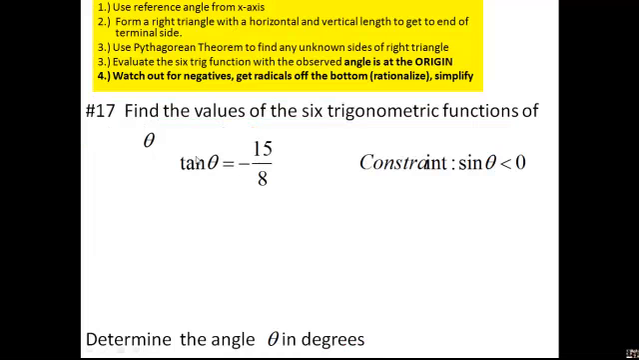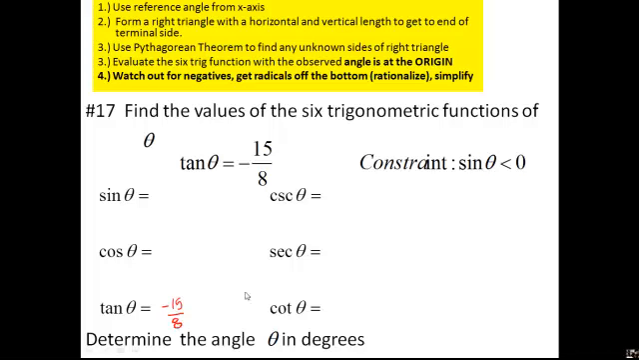So let's do another one. Find the values of the 6 trig functions of this angle. What we are given this time is a tangent. So I'm going to go right ahead and say we need the 6 trig functions. I am going to fill in this one because that one's already gotten for us. And honestly, I can just go ahead and fill in this. So hey, we're 1/3 of the way done. But now we're going to have to construct a triangle to do the rest.